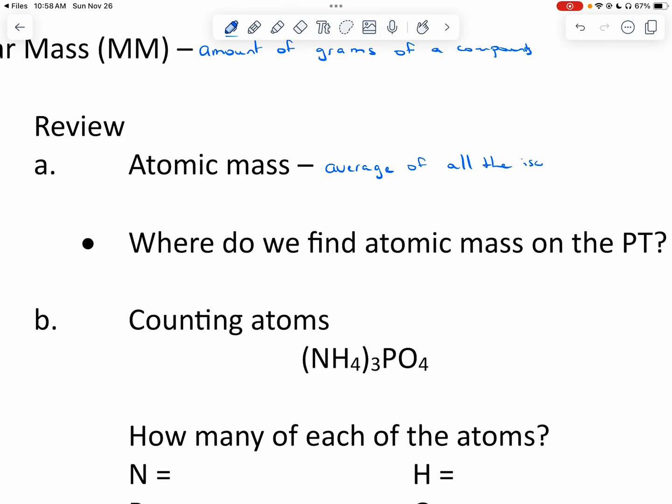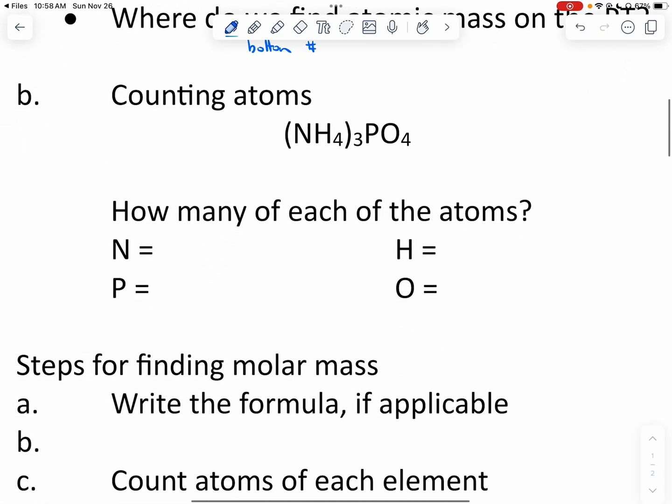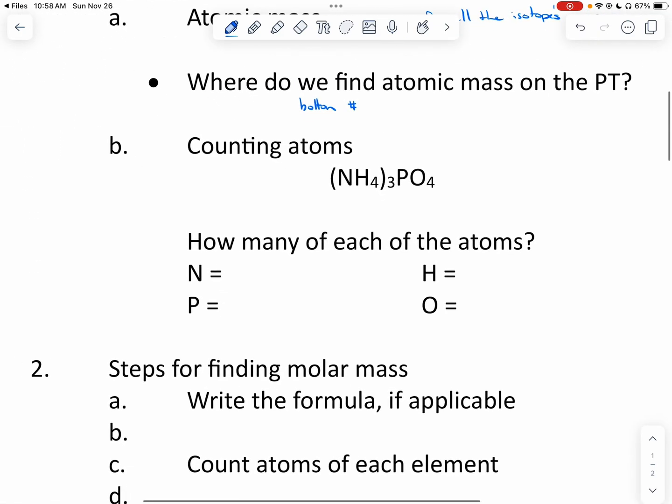I've taken us back a couple of units. So this is the average of all the isotopes' masses, right? And where do we find that on our periodic table? Remember, that's the bottom number most of the time. On the two periodic tables that you have examples for, they are the bottom number. It's also the one that has decimals, if that helps you out.